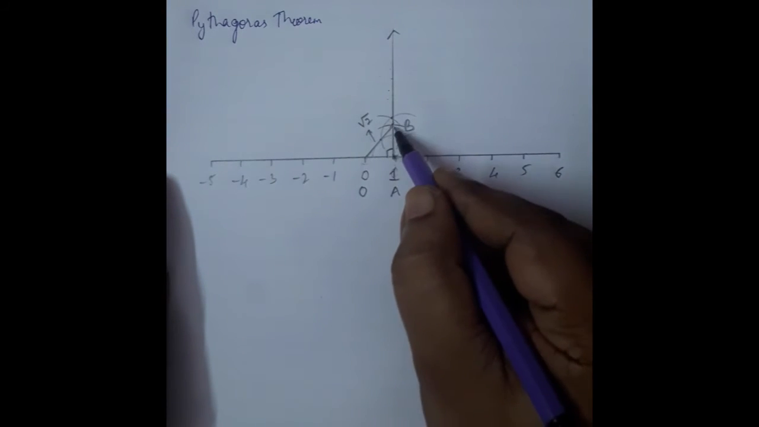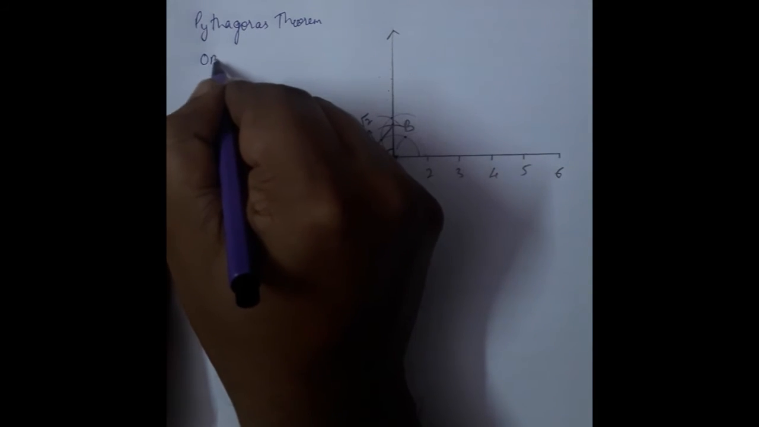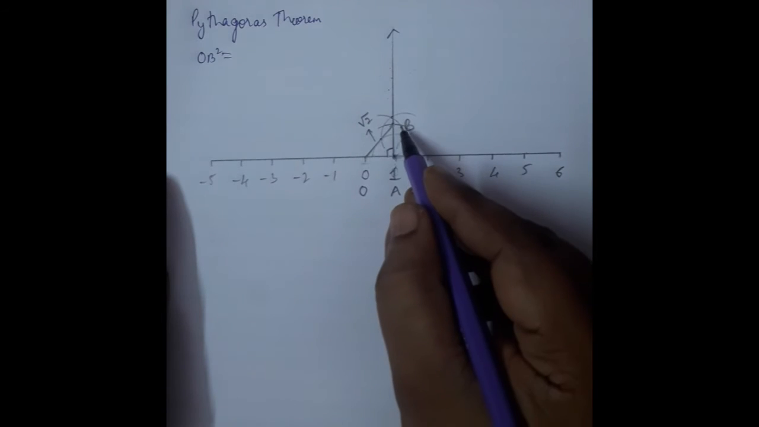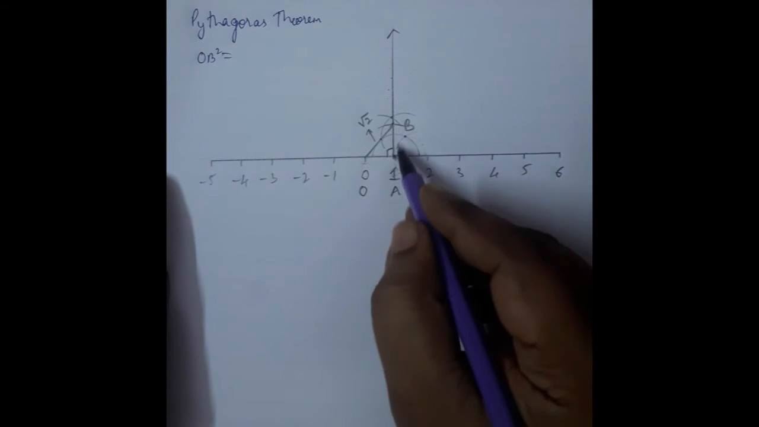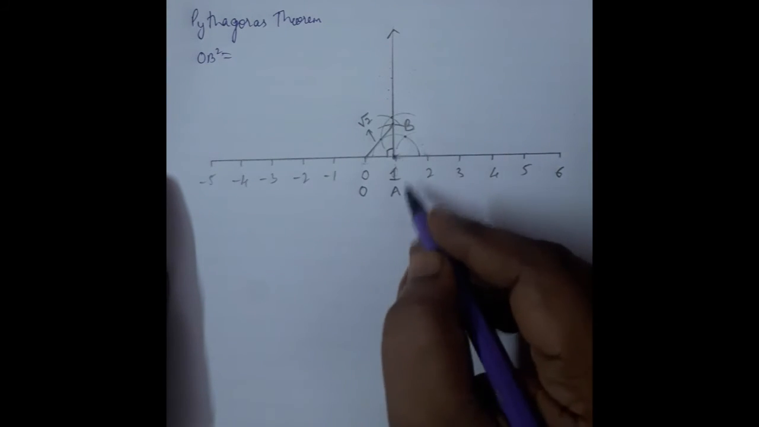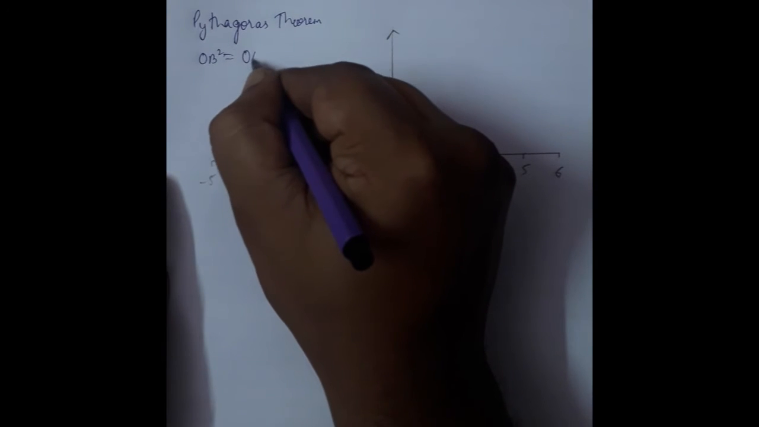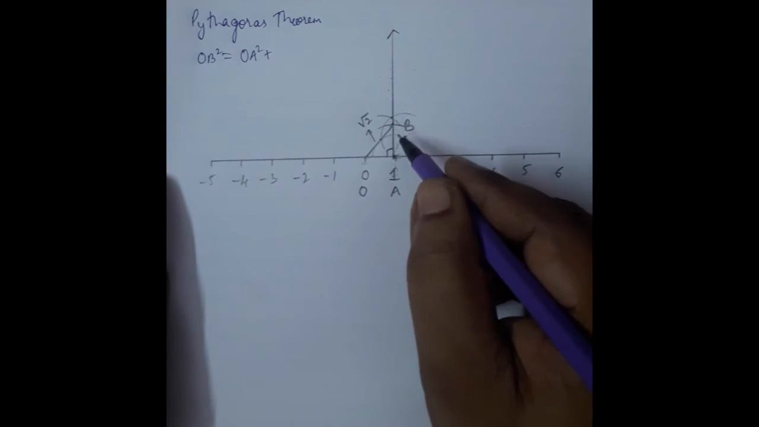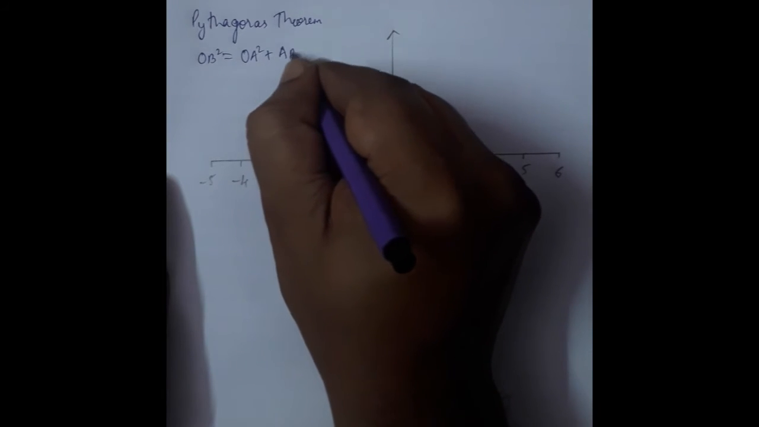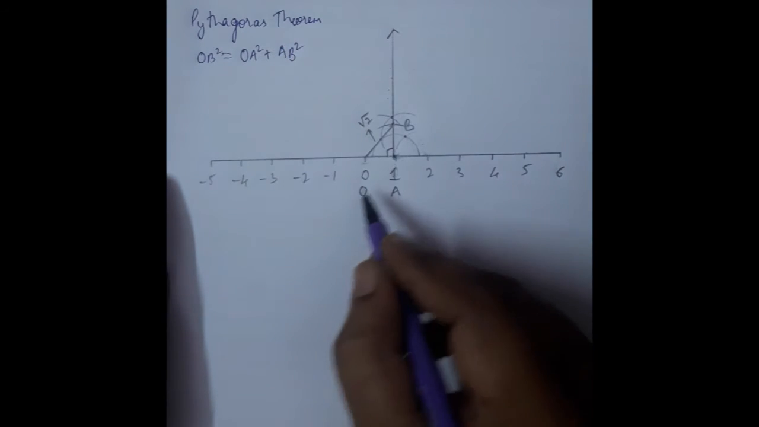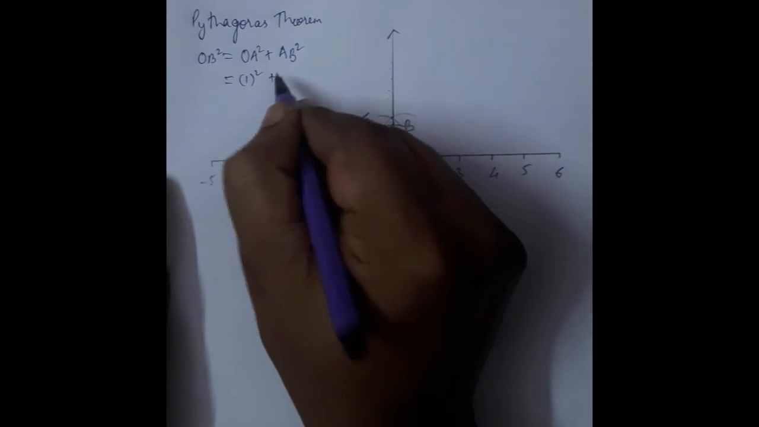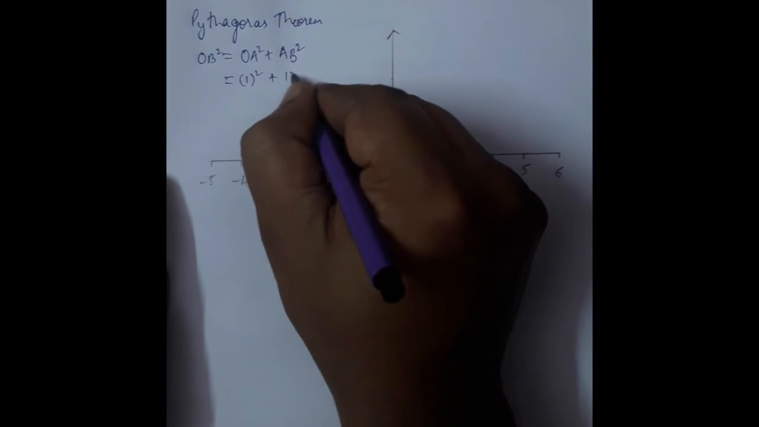According to the Pythagoras theorem, the square of the length of the longest side, that is the hypotenuse, in this case OB square, will be equal to the sum of the squares of the adjacent two sides. In this case it is OA square plus AB square. So what is OA? OA is 1. So 1 whole square, and AB we know is also 1.